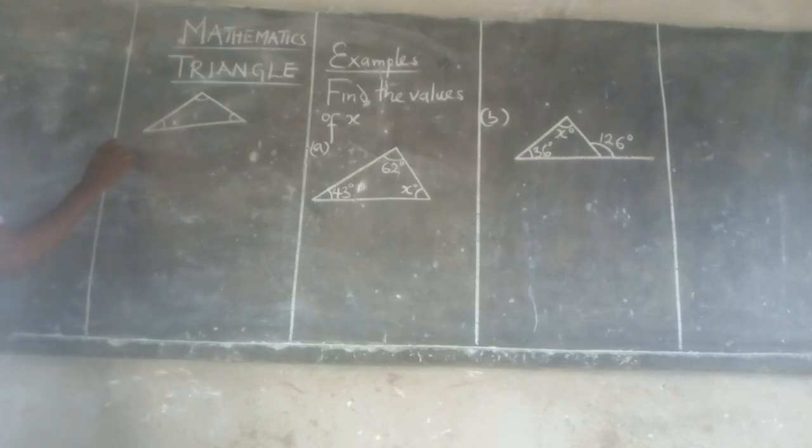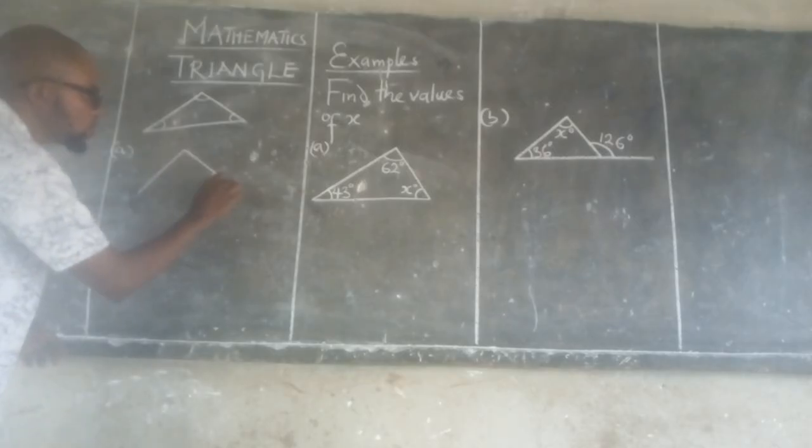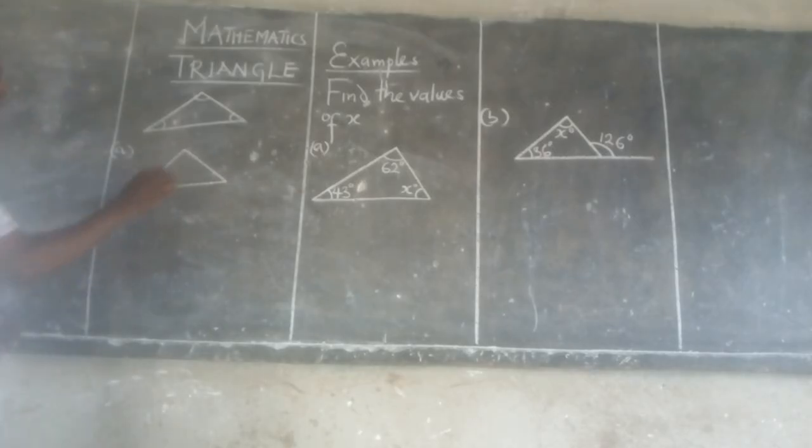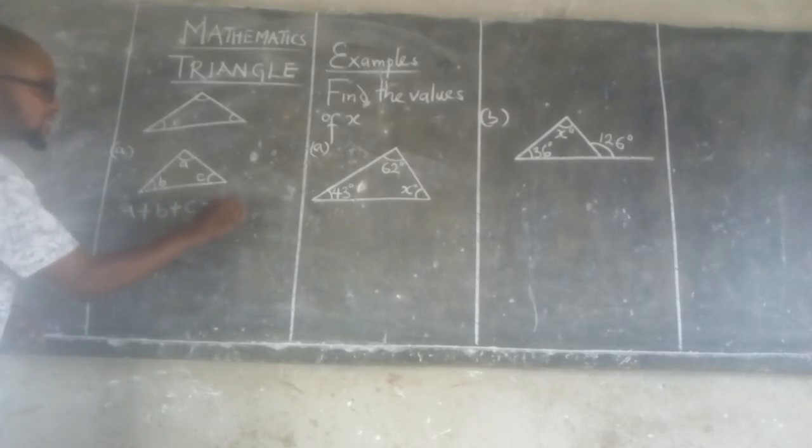The first theorem talks about the sum of angles in a triangle being equal to 180 degrees. Let's assume this angle is angle A, this is angle B, and this is angle C. There's a theorem that talks about the three angles here, that they can be added up to give 180 degrees. That is, A plus B plus C is equal to 180 degrees.